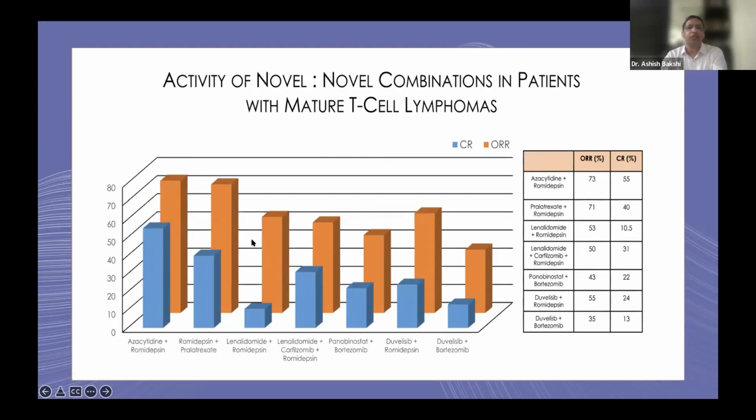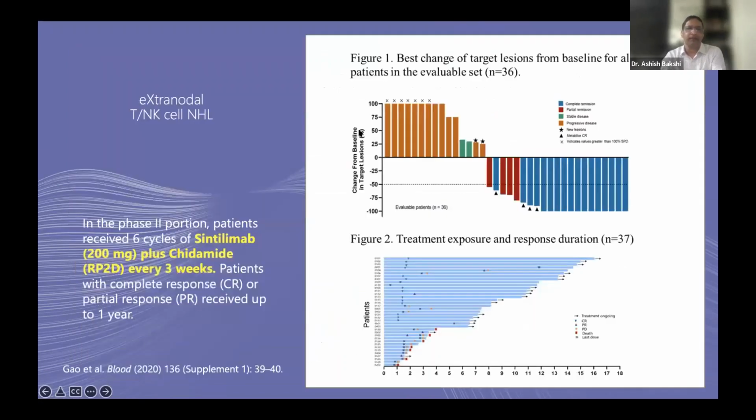This combination of azacitidine with romidepsin has shown an overall response rate of 73% with a complete remission rate of 55% in T cell lymphomas. So these are excellent and very encouraging results. And phase 3 clinical trials of these combinations are currently underway.